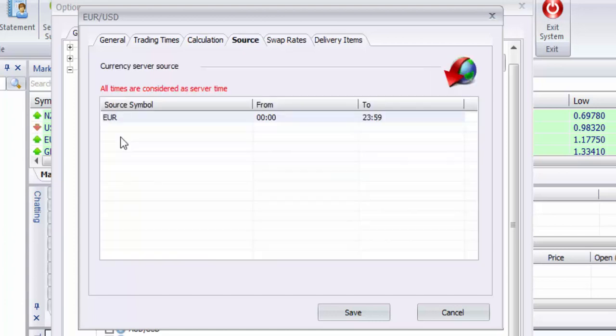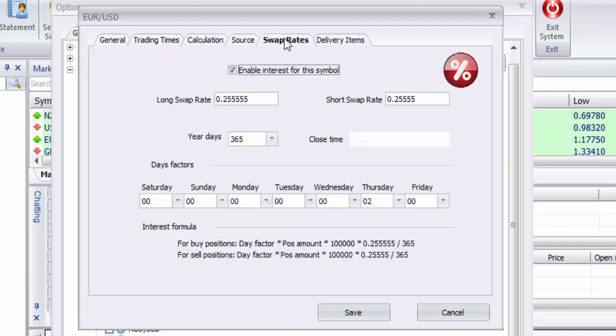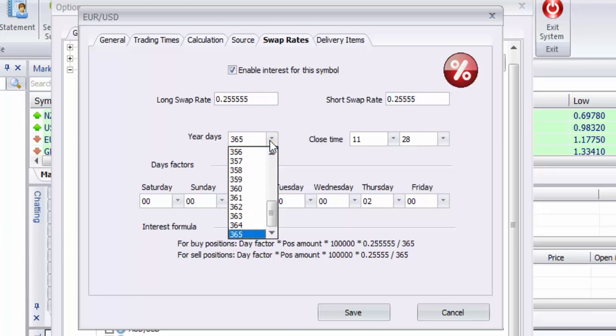Here is the source name that you take from the currency server application on your actual server, and you put it here, and it starts fluctuating the swap rates, the interest. You can enable the interest for this symbol, for the longs and shorts, and the year days, how many days in a year, the close time, and the day factors.